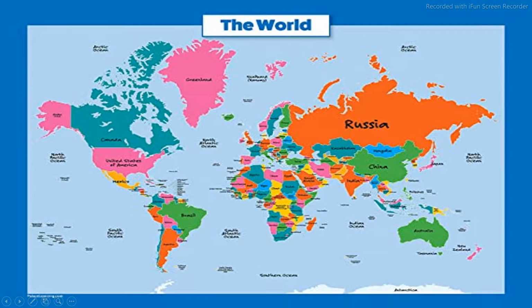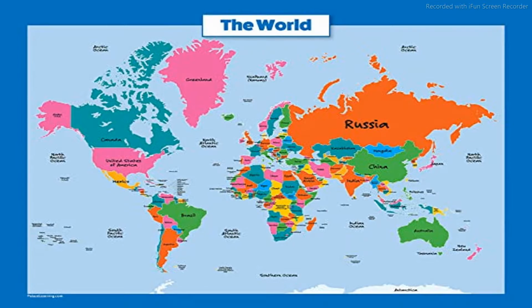Did you know that many years ago there was only one large piece of land known as Pangaea? This broke into smaller pieces which formed the 7 continents.